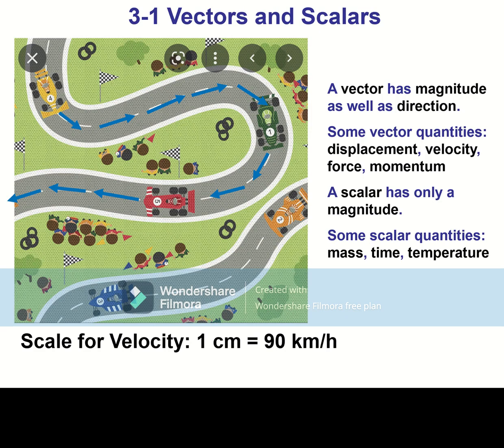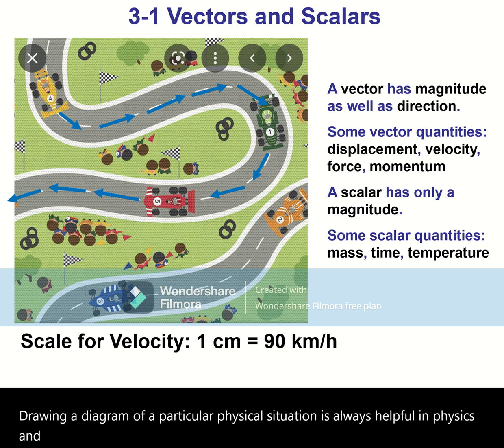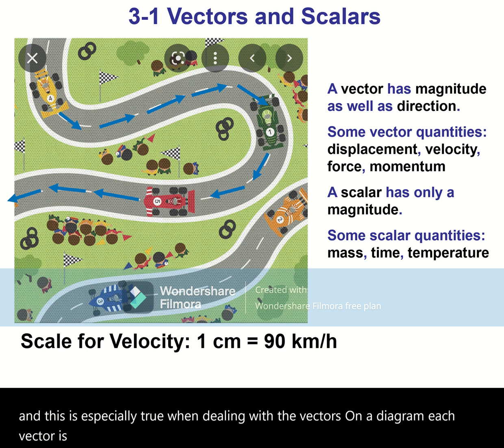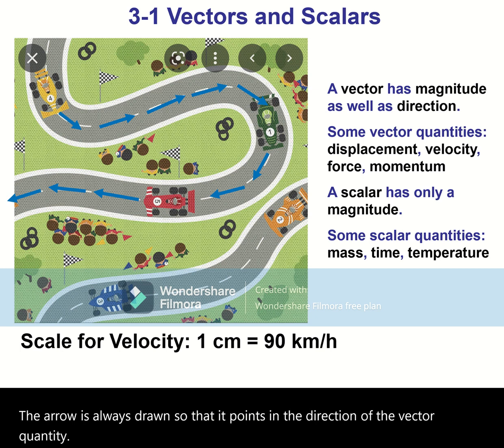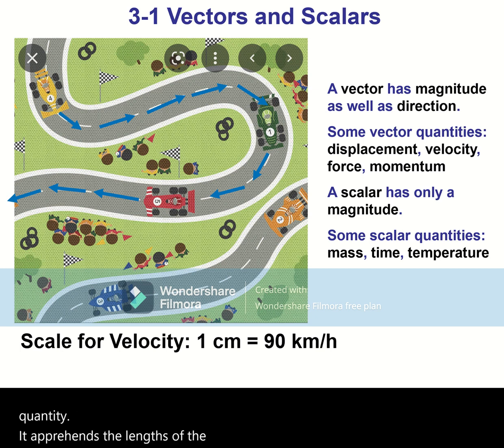Drawing a diagram of a particular physical situation is always helpful in physics, and this is especially true when dealing with vectors. On a diagram, each vector is represented by an arrow. The arrow is always drawn so that it points in the direction of the vector quantity it represents. The length of the arrow is drawn proportional to the magnitude of the vector quantity.